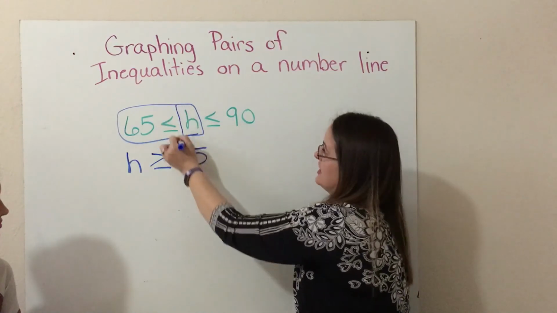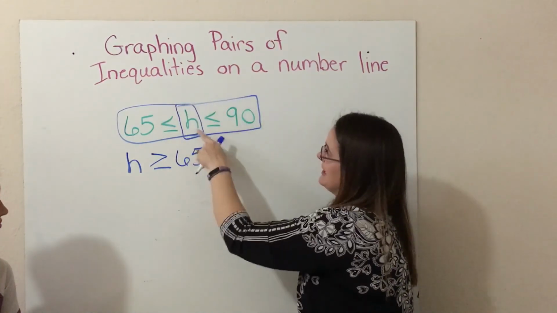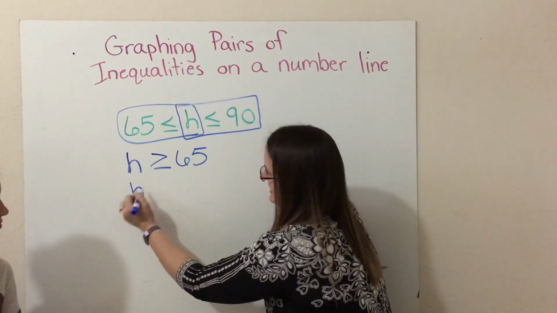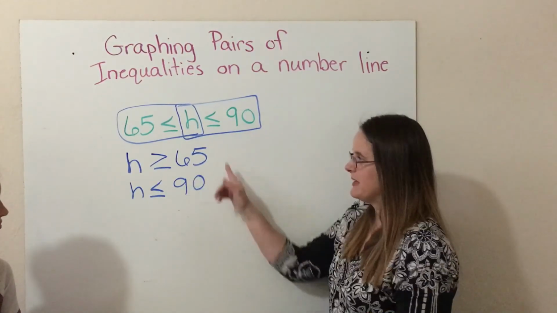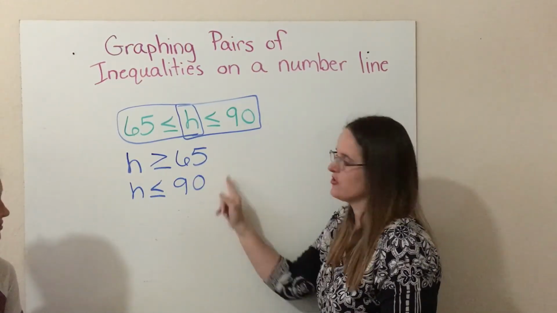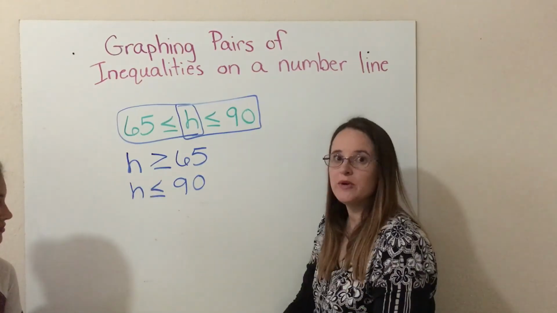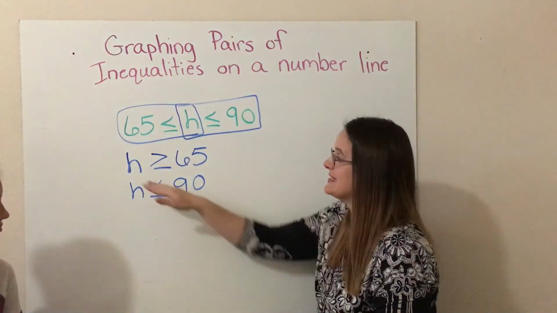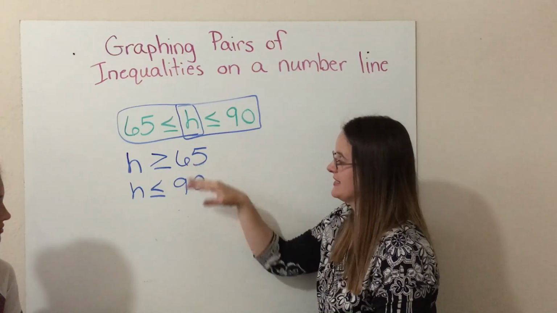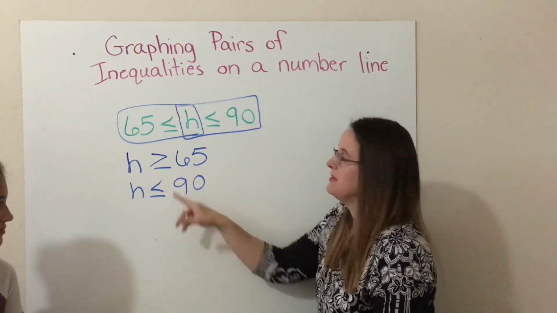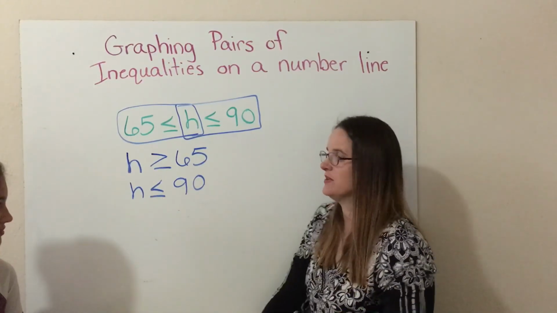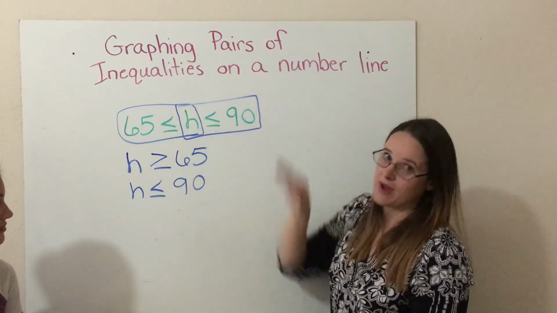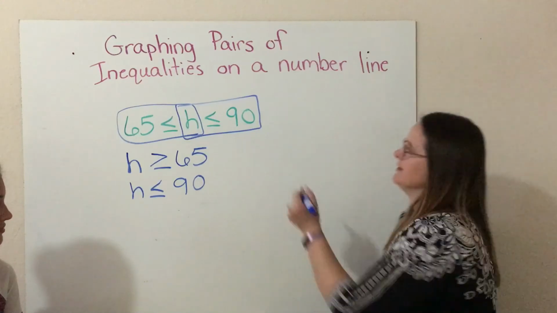Now h is also less than or equal to 90. So basically we have some constraints for h. We know that h is going to be somewhere in between 65 and 90, because it's greater than or equal to 65 and it's less than or equal to 90. So we're going to graph this on a number line.